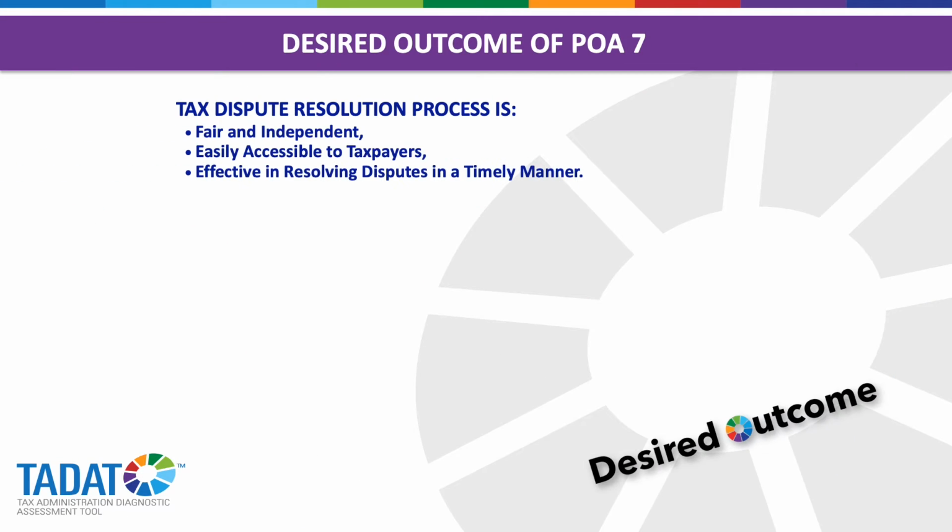Let's first look at the desired outcome for POA 7 and then take a glimpse at the background on which dispute resolution is based. The desired outcome of POA 7 is that the process for tax dispute resolution is fair and independent, easily accessible to taxpayers, and effective in resolving disputes in a timely manner.